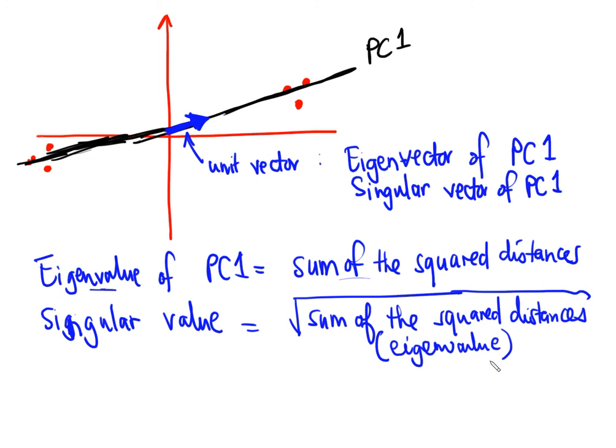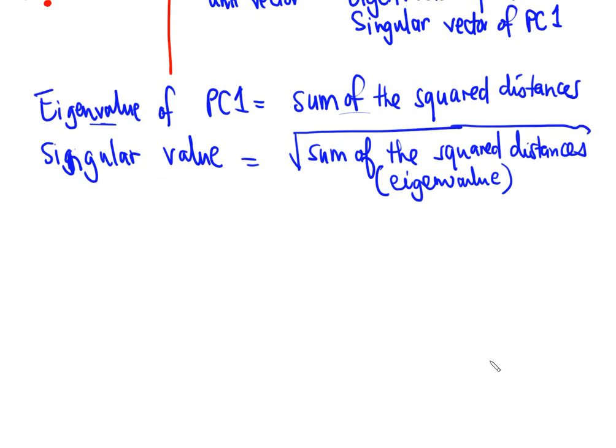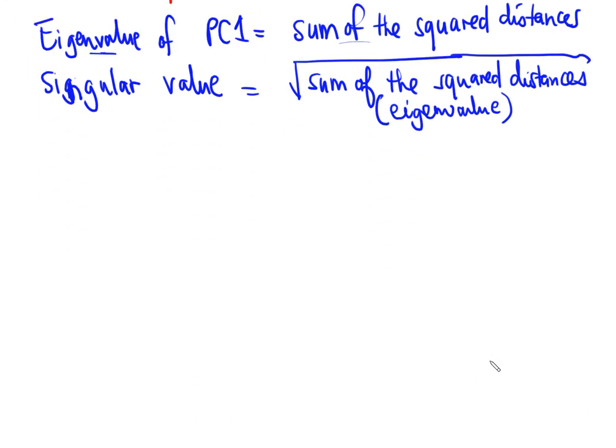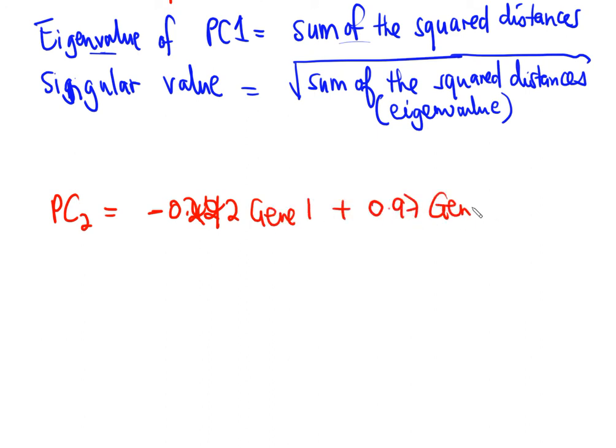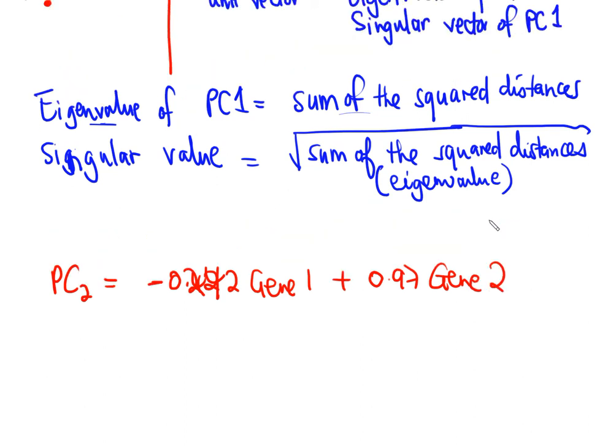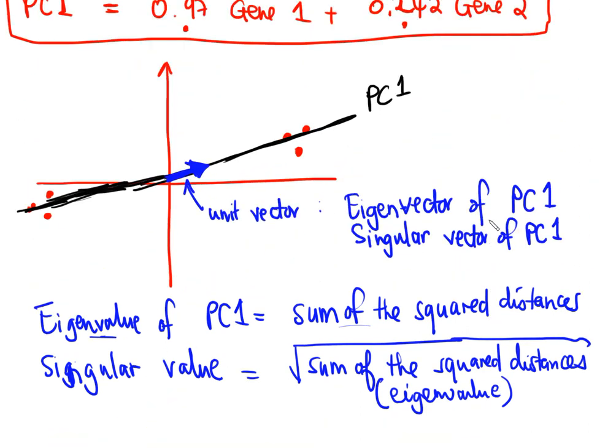Cool, that's it. And like we said in the previous video, to get your PC2, you just find a line that is perpendicular, orthogonal, to this. You find that in this case PC2 is equal to minus 0.242 gene 1 plus 0.97 gene 2. And it's just a matter of going to a graph and asking, which line is going to be orthogonal to that line? The line that is going to be orthogonal is this one here.